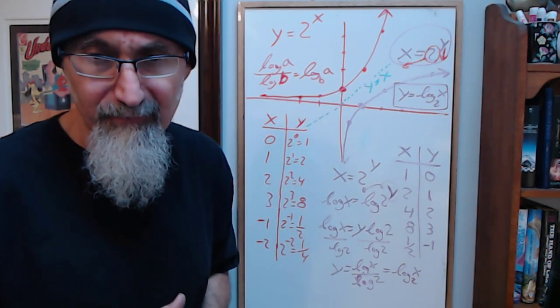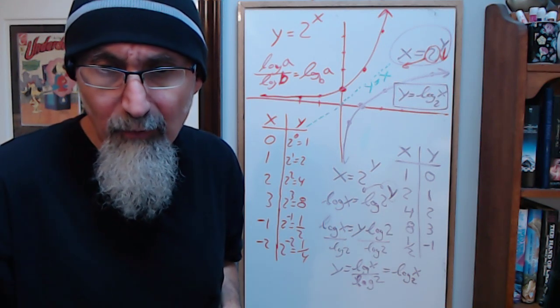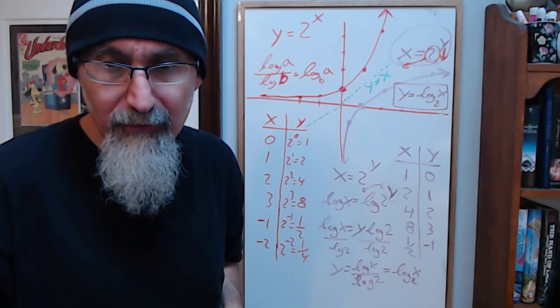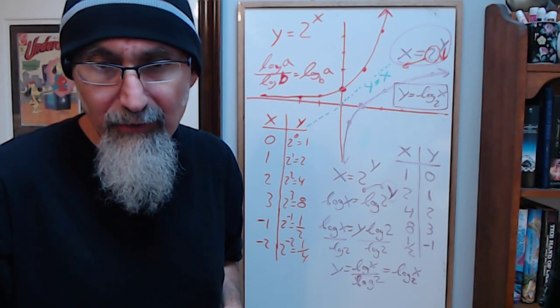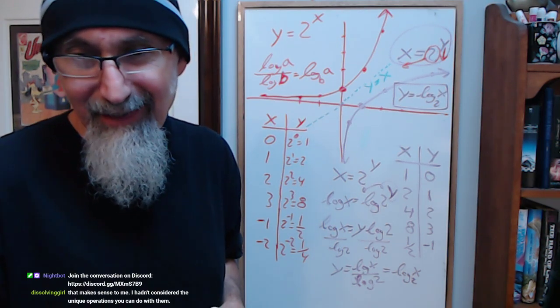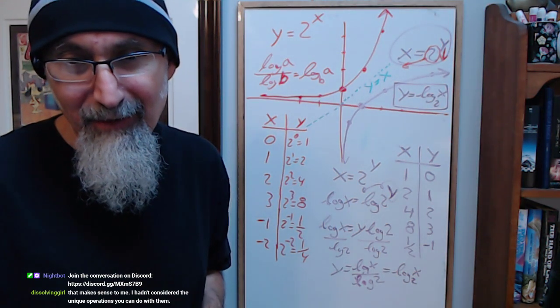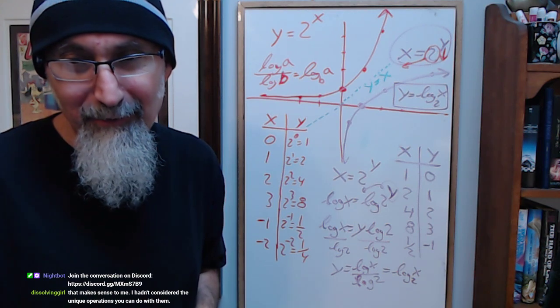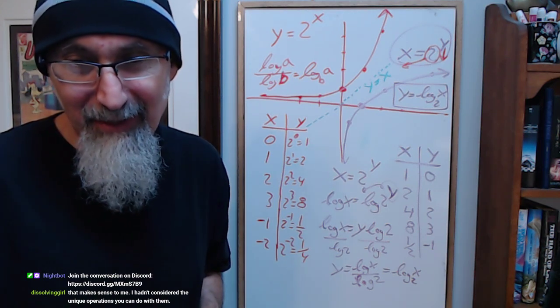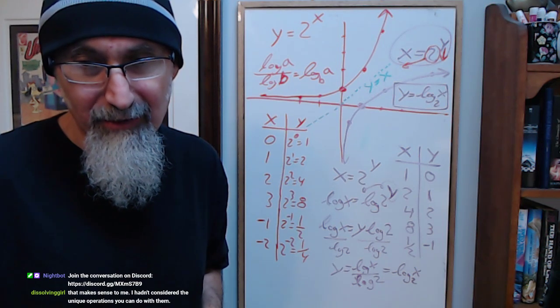I always find logs easier when I think, log is what power do I have to put A to, to get B out, where log of B with base A equals N. Yeah, if I got that right way around, not sure. That makes sense to me. I hadn't considered the unique operations you can do with them.